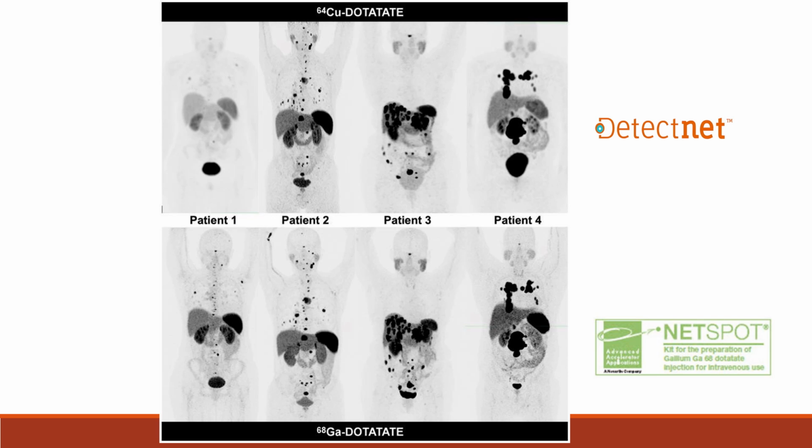Now we'll talk about the PET agents. You have your copper 64 dotatate and then your gallium dotatate, DOTATOC, and DOTANOC. This is a comparison of the two. If you guys recall from PET class, we talked about which one has better sensitivity and specificity and all that jazz. The imaging characteristics for copper are better, but copper still has some disadvantages. So each will have some benefits and disadvantages.